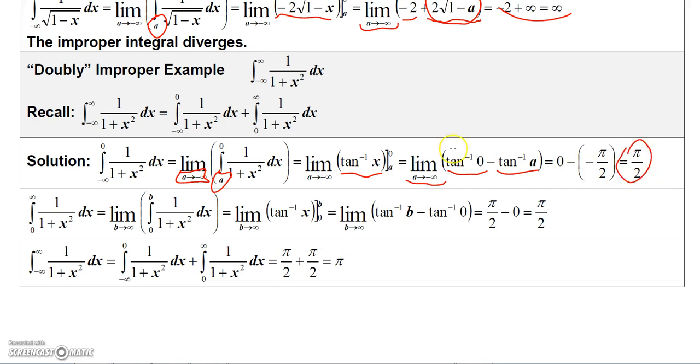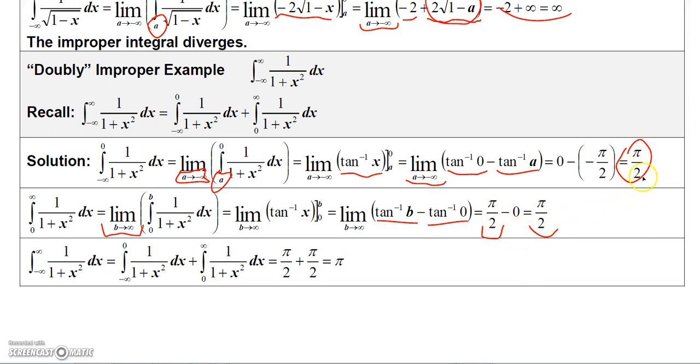Then if you evaluate from 0 to infinity, you evaluate the integral from 0 to b and then take the limit as b goes to infinity. You're still going to get arctan for the function, but this time from 0 to b. If you evaluate this at b, you get arctan of b minus arctan of 0. If you take the limit of this as b goes to infinity, you're going to get pi over 2, and the arctan of 0 is going to be 0. So you get pi over 2 minus 0, which is pi over 2.